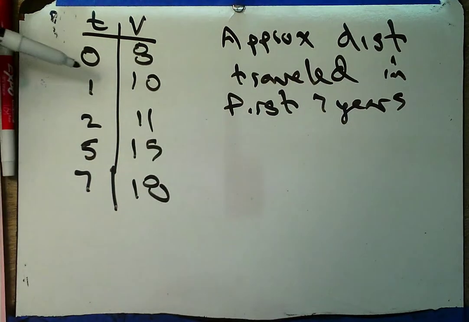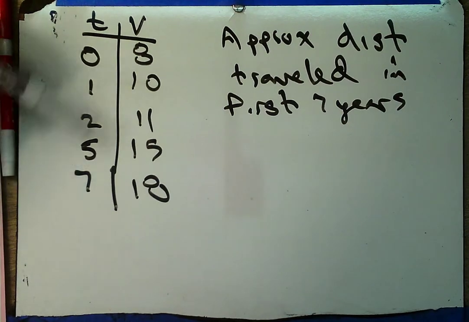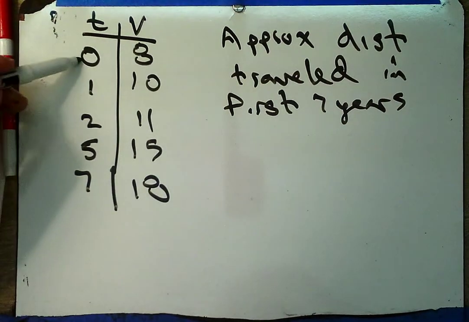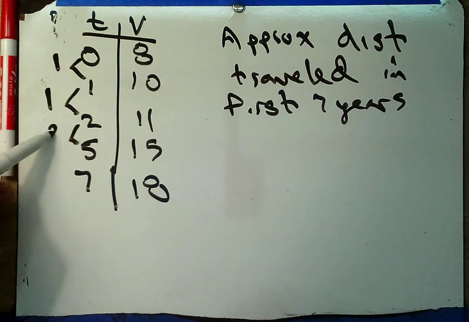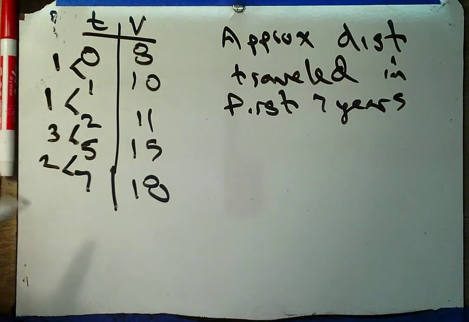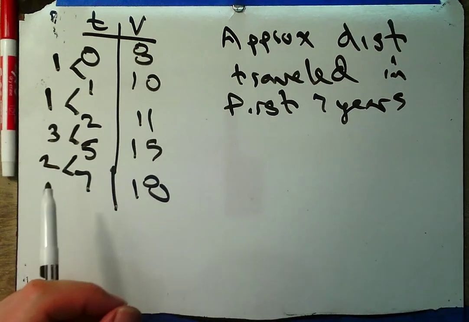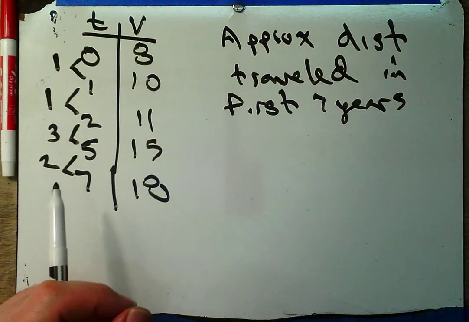Well, tell me, are my subinterval widths the same? Here, the distance is 1. Here, the distance is 1. Here, the distance is 3. Here, the distance is 2. The subinterval widths are not the same.